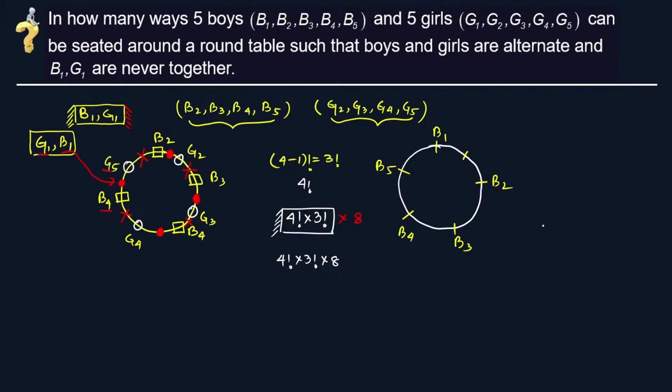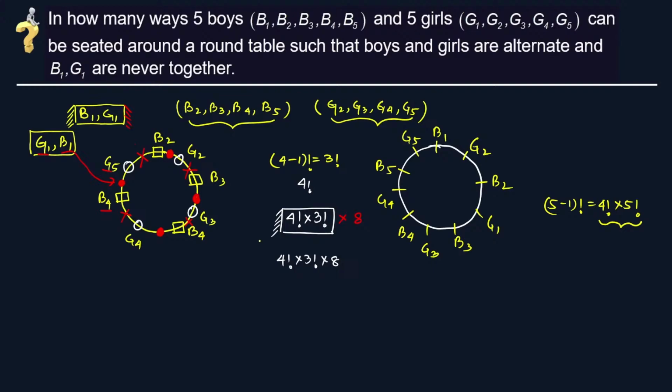So boys can be placed at the circular table in 5 minus 1, that is factorial 4 different ways, and the girls can be seated in between in factorial 5 different ways. Yes or no, tell me. So this is the total number of ways in which 5 boys and 5 girls are sitting alternately, but there is no restriction on B1 and G1. Clear? They can sit anywhere.